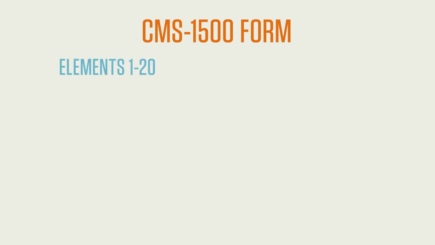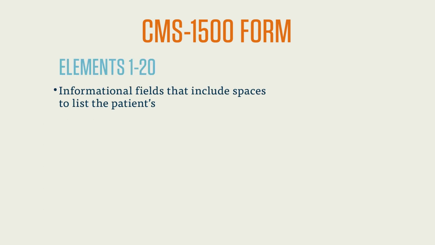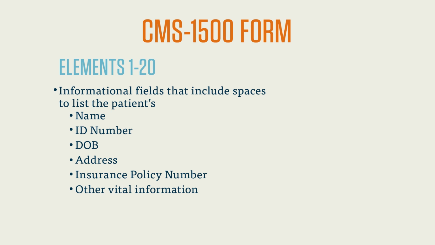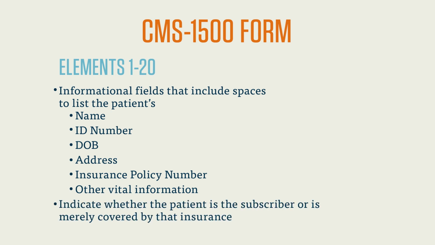Elements 1 through 20 are informational fields that include spaces to list the patient's name, ID number, date of birth, address, insurance policy number, and other vital information. These elements also include fields that indicate whether the patient is a subscriber, the person paying for insurance, or is merely covered by that insurance, as in the case of children on their parents' insurance. For the most part, these fields are self-explanatory, and the information you need to fill them in will be provided by the super bill. For the sake of brevity, we'll move right to the most important section of the claim.